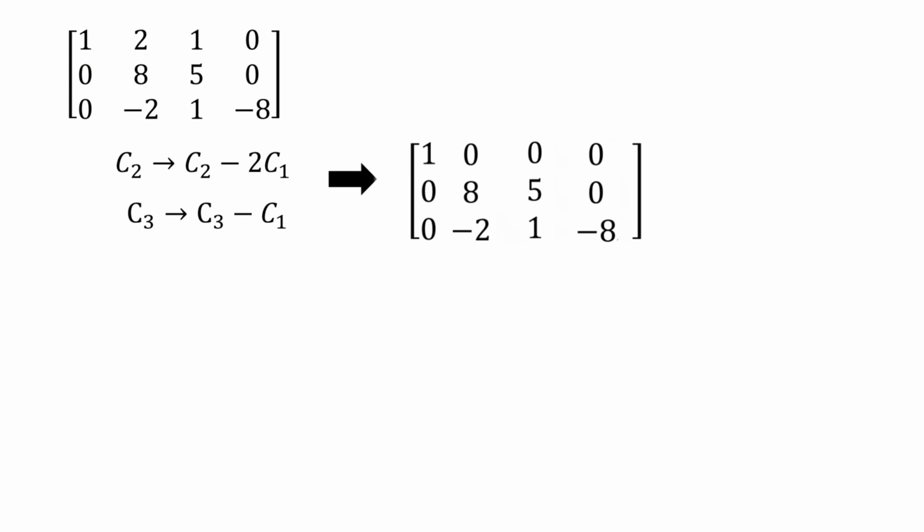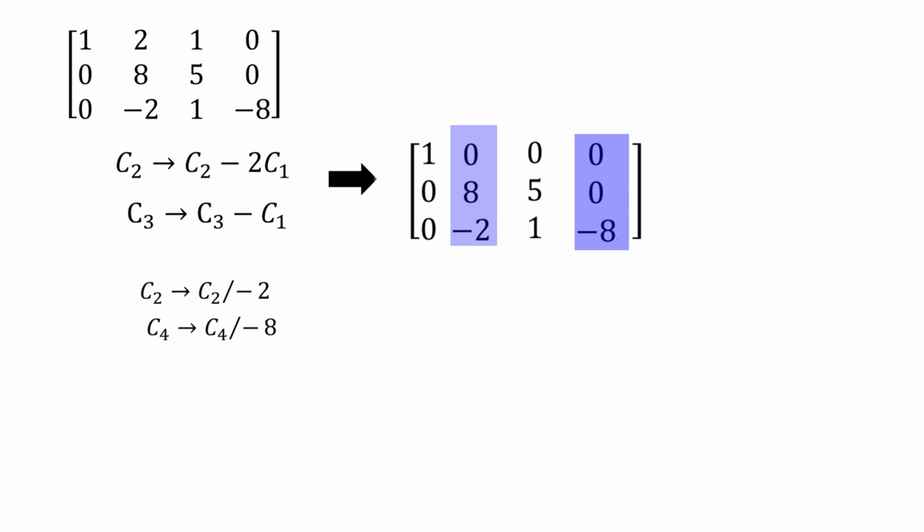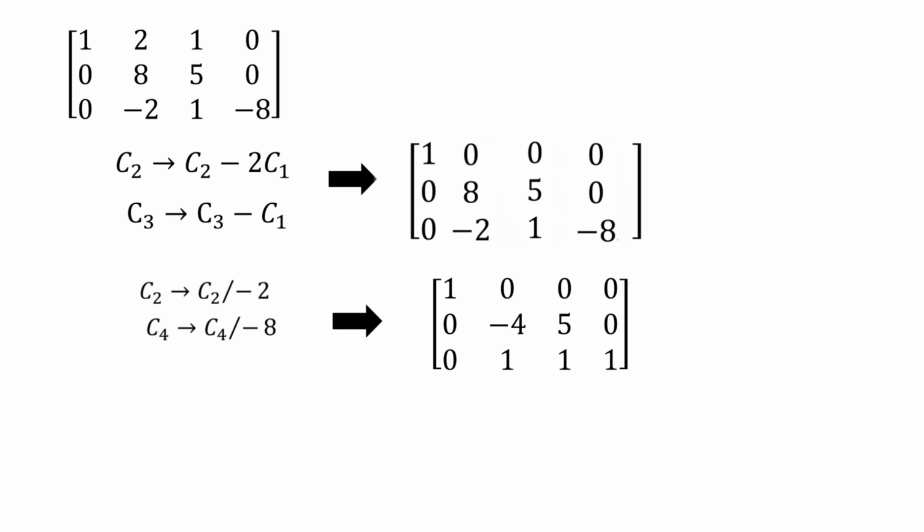Before we move on to the next step, if there is something common in any row or column, we can divide that so that the matrix will be simplified, which will ease our calculation. We can observe that in column 2, 2 is common, and in column 4, 8 is common. So the operations will be changing C2 as C2 divided by minus 2, C4 as C4 divided by minus 8. This will be the resultant matrix.